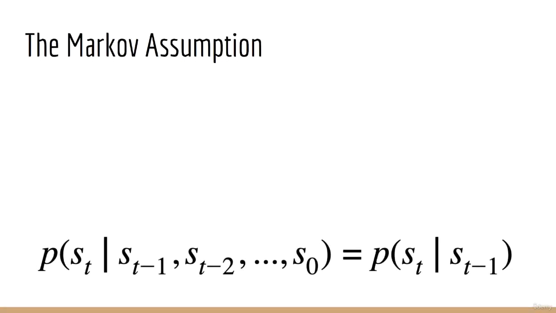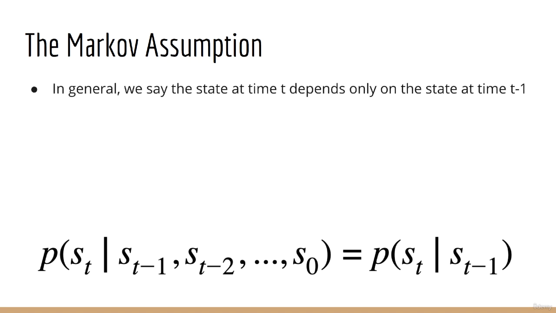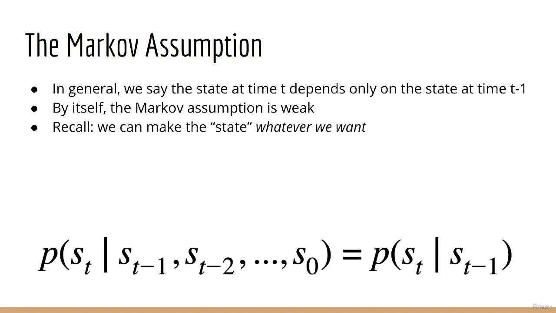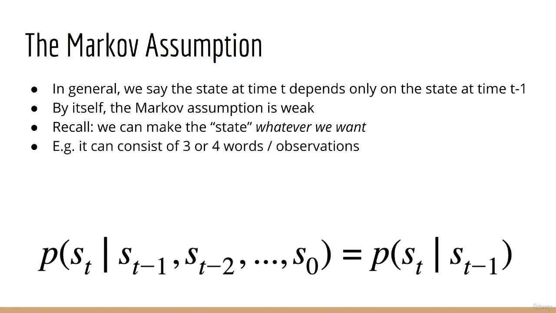In general, the Markov assumption states that the probability of the state at time t depends only on the state at time t minus 1 and not on any state that came before that. Now, by itself, the Markov assumption is weak. But as you recall, I said earlier that we can make the state whatever we want. So if we want to make the state 3 or 4 words long, that's fine too. The words are merely observations, but the state is made up of a sequence of observations. In this way, the Markov assumption is not as bad as you might initially think.